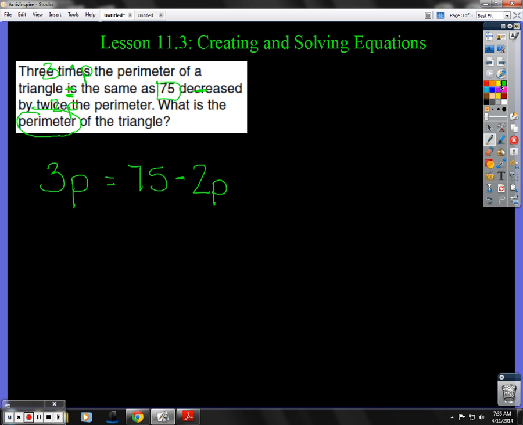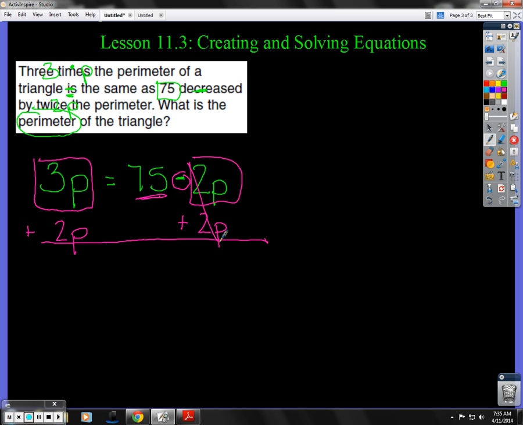All right, now let's take a look at how to solve this. This is nice because I have a variable on this side with a coefficient, and a variable on this side with a coefficient. I only have one integer. That's not bad. So I don't have to move any integers. I just need to get rid of these 2 P's. Now it says to subtract the 2 P's. Well, to get rid of that, I do the opposite. I'm going to add 2 P's to both sides. That crosses out. That's gone. I now have 5 times P is equal to 75.